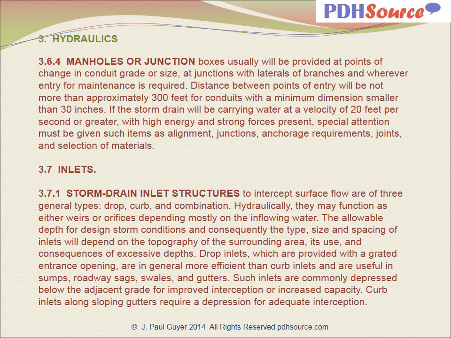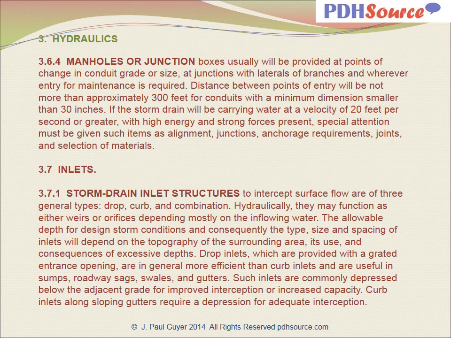Manholes or junction boxes usually will be provided at points of change in conduit grade or size, at junctions with laterals or branches, or wherever entry for maintenance is required. Distance between points of entry should not be more than approximately 300 feet for conduits with a minimum dimension smaller than 30 inches. If the storm drain will be carrying water at a velocity of 20 feet per second or greater, with high energy and strong forces present, special attention must be given to such items as alignment, junctions, anchorage requirements, joints, and selection of materials.